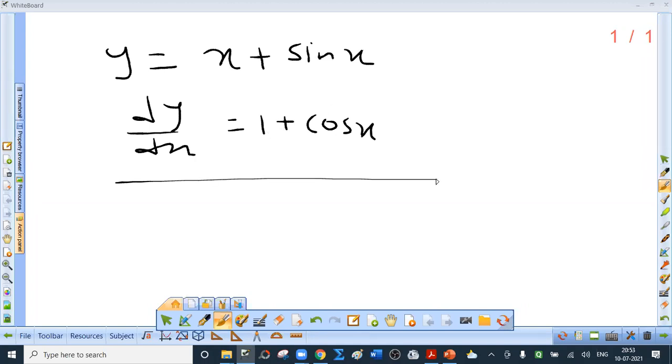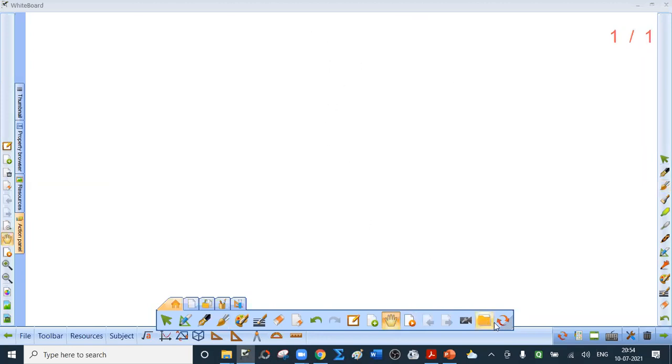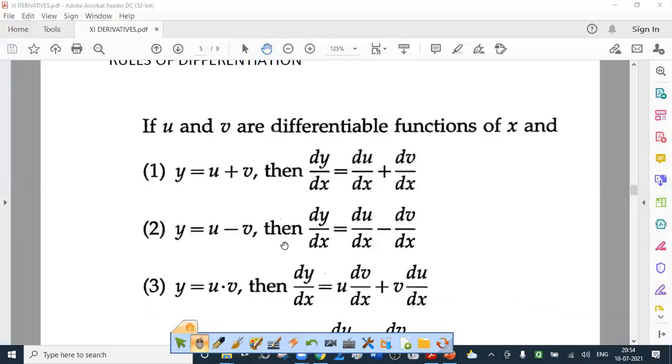And what is the second rule? Suppose y is difference, tan x minus e raised to x. What is derivative of difference? Difference of derivatives. So dy dx. What is derivative of tan x? sec square x. Minus. What is derivative of e raised to x? e raised to x. Okay. So these are two simple rules, first and second. Now let me explain the third one.